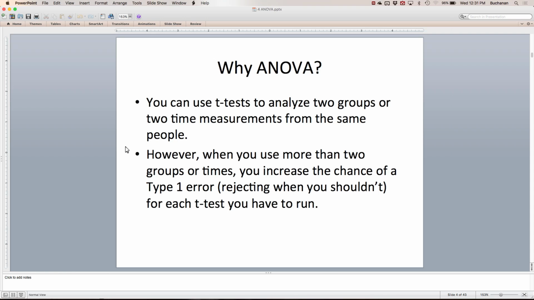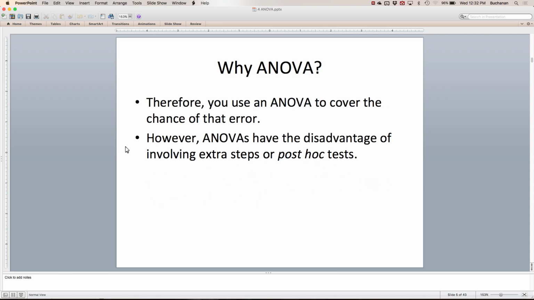I solve that with ANOVA. So one of my favorite quiz questions is why ANOVA when t-tests do the same thing. This is the slide with the answer. Okay, because it's a type 1 error problem. So why ANOVA? Because it controls for type 1 error. We'll get into how in a second. So I'm going to use ANOVA to cover that type 1 error.